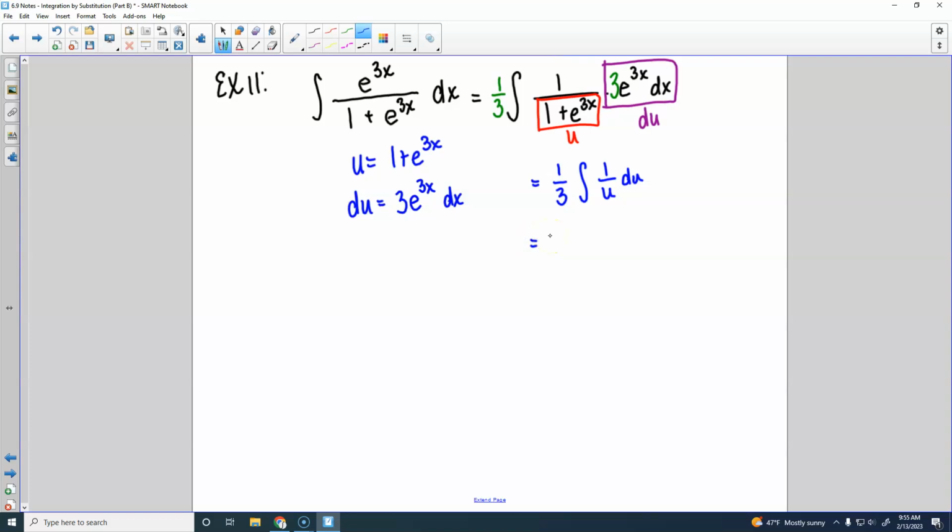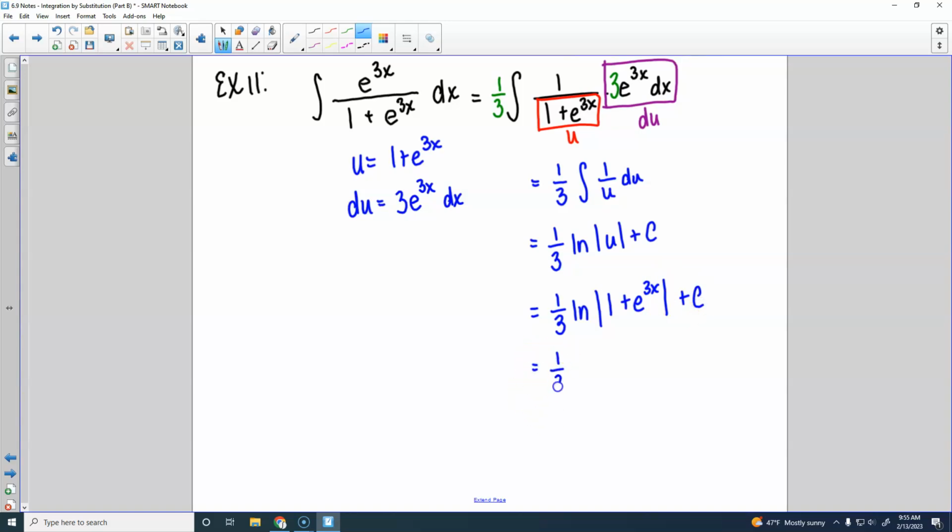What is the integral of 1 over u? Natural log. So natural log, absolute value of u plus c. So my answer would be 1/3 natural log, absolute value of 1 plus e to the 3x plus c.